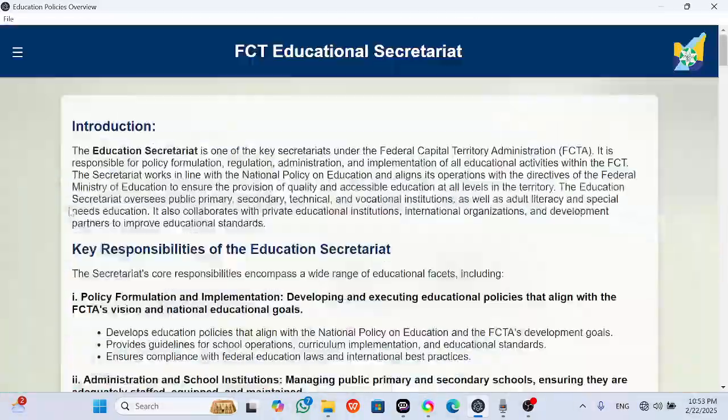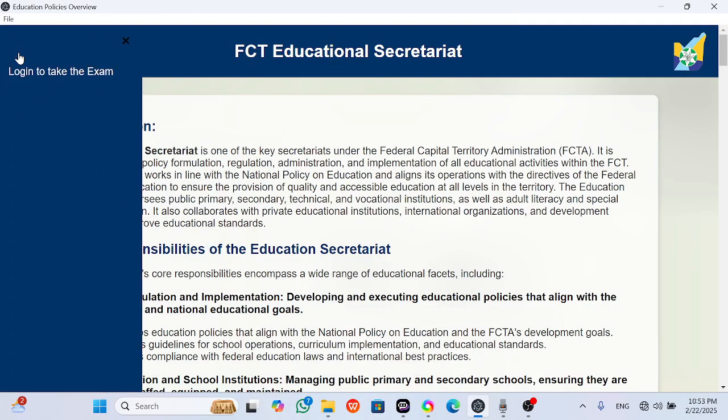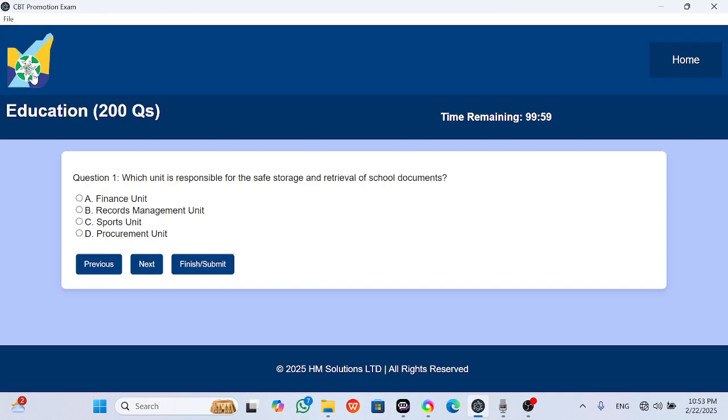Then if you are done and you want to write the exam, you click on this. The packets we have here, for example, civil service rules and common services, have 100 questions. The financial regulation has 150 questions on the CBT platform. Then education has 200 questions. So you can see you have a lot of questions that you can simulate. You understand, the exam as if you are really writing it. It will help you a lot. So you need this software.